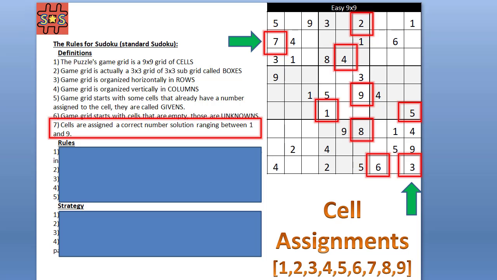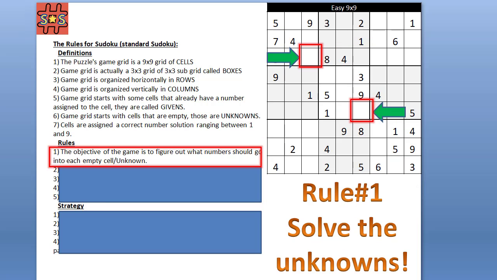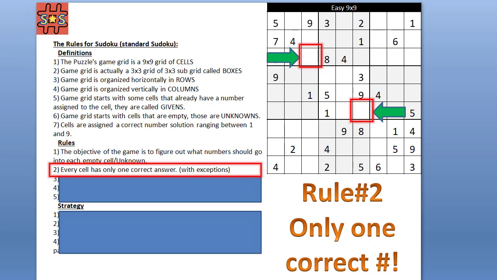All right. It starts getting better now. So we have some rules. The objective of the game is to figure out what numbers should go into each empty cell or unknown. Now each cell has only one correct answer. There are some exceptions to that rule. They're very rare, and we won't ever touch on that here. So we'll go on the assumption that every cell has only one correct answer.